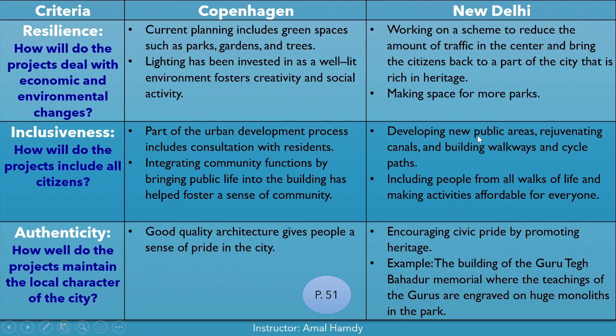Number 1, developing new public areas, rejuvenating canals, and building walkways and cycle paths. And number 2, including people from all walks of life and making activities affordable for everyone. Lastly, we have authenticity. In Copenhagen, good quality architecture gives people a sense of pride in the city. And in New Delhi, they are encouraging civic pride by promoting heritage.